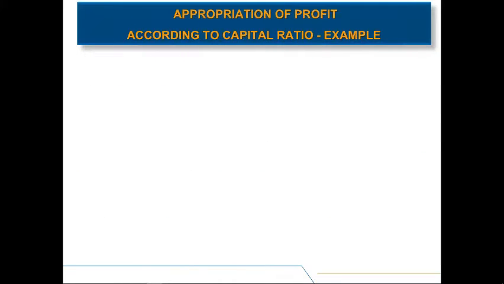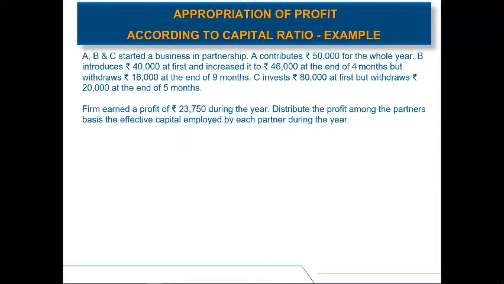Now, let's use an example to explain this concept in detail. A, B, and C started a business in partnership. A contributes rupees 50,000 for the whole year. B introduces rupees 40,000 at first and increases it to rupees 46,000 at the end of 4 months, but withdraws rupees 16,000 at the end of 9 months. C invested rupees 80,000 at first, but withdraws rupees 20,000 at the end of 5 months.